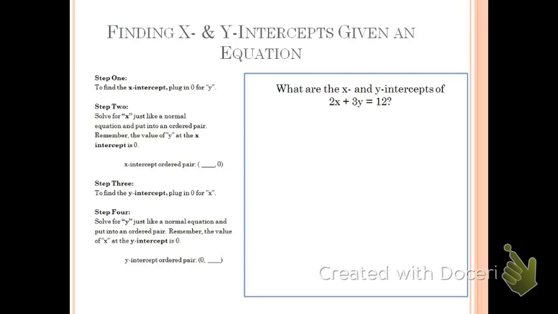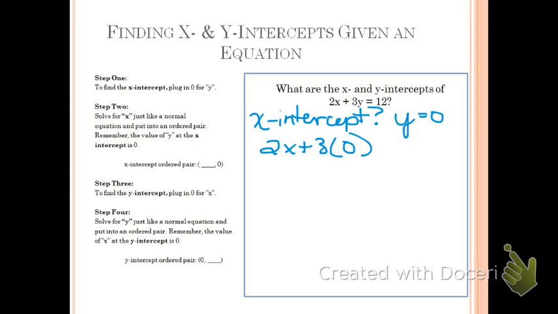So the x and y intercepts. First, let's find out what the x-intercept is. So the x-intercept is when y is equal to 0. So we replace everywhere we see a y with 0 and solve for x.